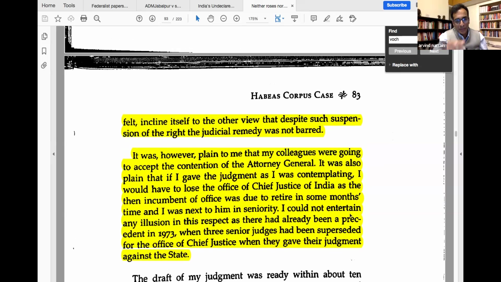Maybe just read the next paragraph and we'll stop with that. Someone else read it.